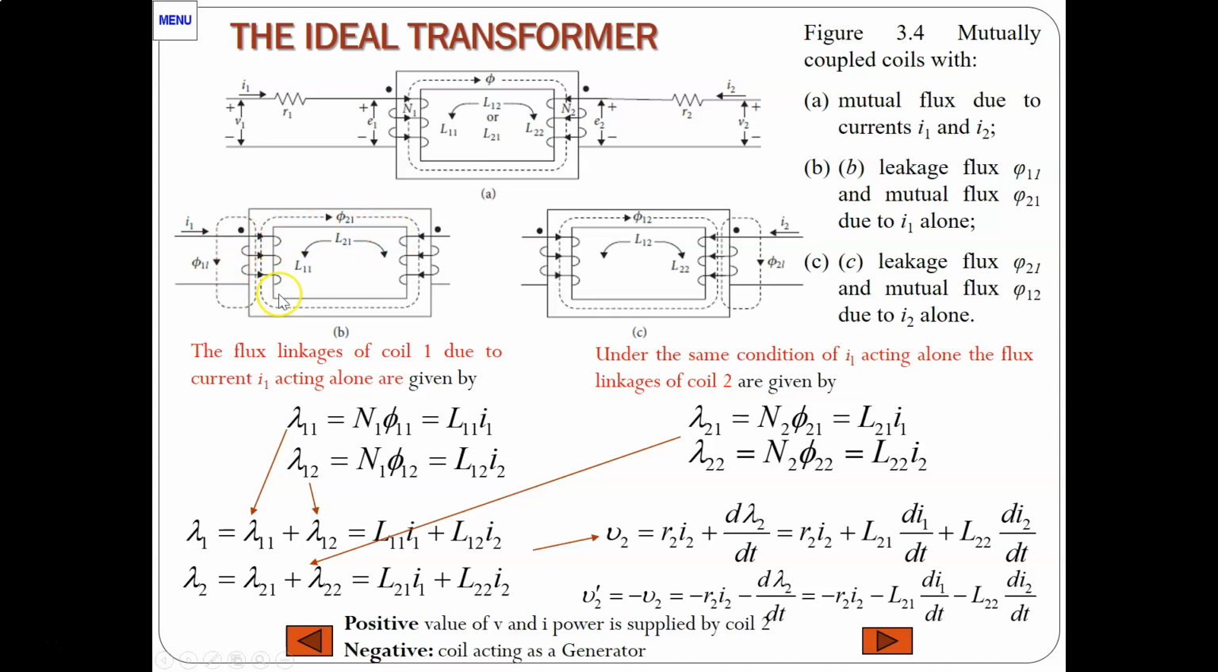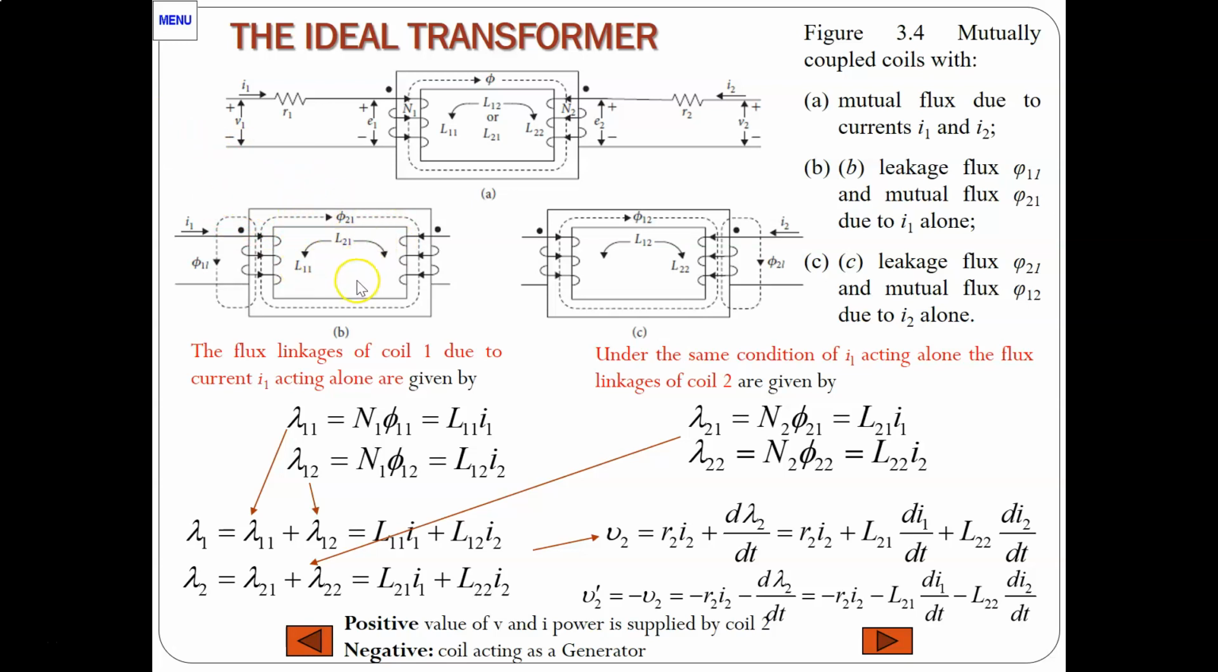And this is the mutual flux, Phi21. On the same side, we have figure C here. We also have a leakage flux and a mutual flux due to the current I2 alone. And the same for current I1 acting alone here.